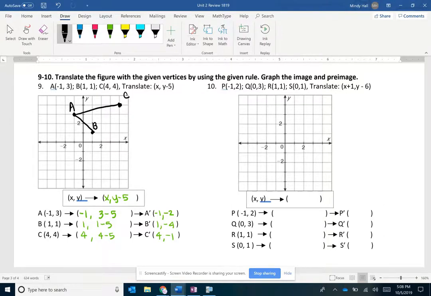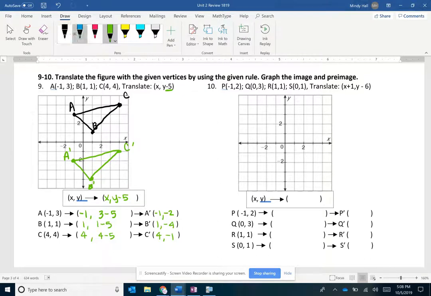When you connect all of these dots, you get a nice little triangle. And then when you plot your new points, -1, -2, 1, -4, and 4, -1. Oops, 4, -1. Would help if I could count. But we connect these lines, and you can see that this shape has gone down 5, which if you didn't guess from the translate rule, that -5 means you're just coming down 5. So 1, 2, 3, 4, 5, and all of them shifted that far.